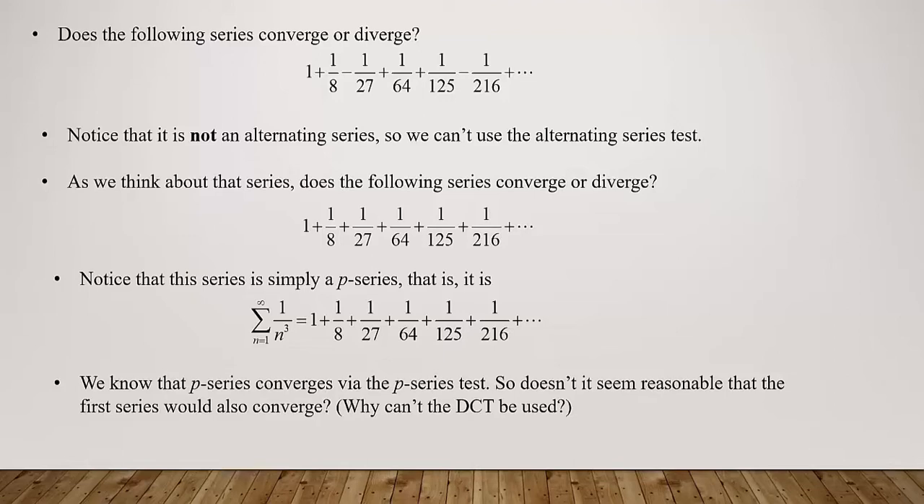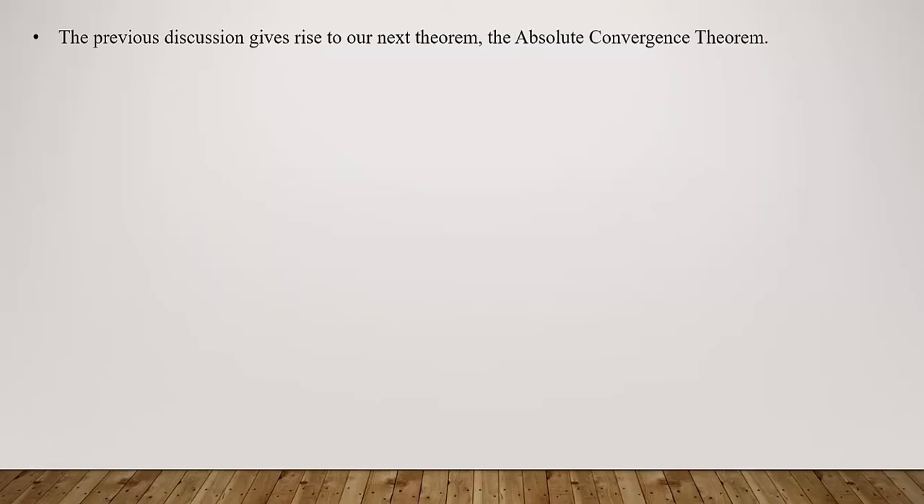But intuitively and logically, we're thinking that series at the top of the slide will converge, because I took the absolute value of each term and came up with a p series. Because I took the absolute value of each term and came up with a p series, this gives rise to our next theorem, which is called the absolute convergence theorem. So here's the absolute convergence theorem. It's short and sweet, but man, is it powerful.